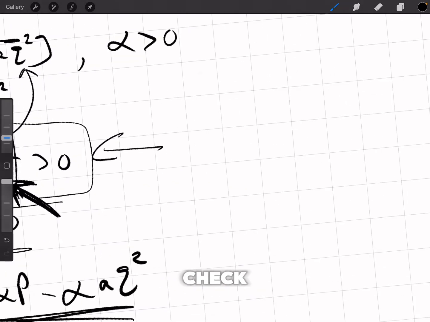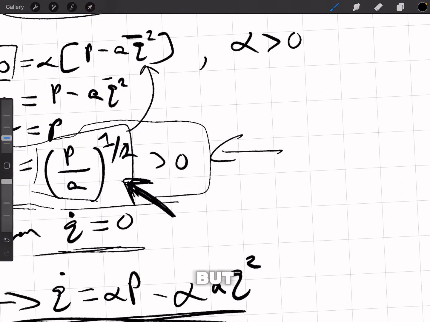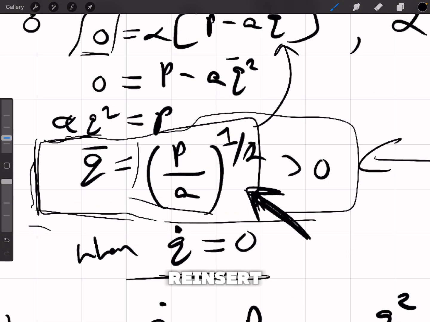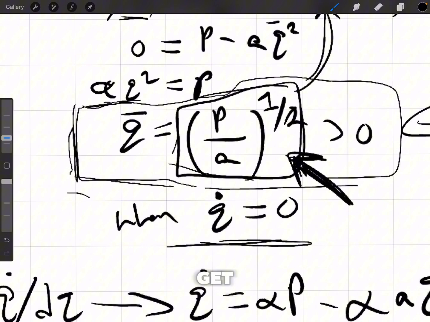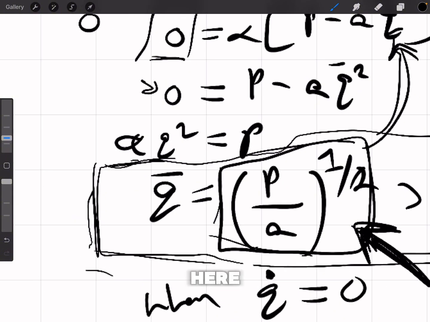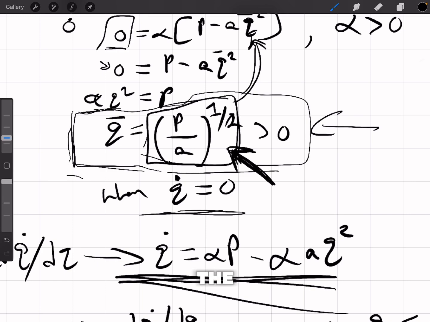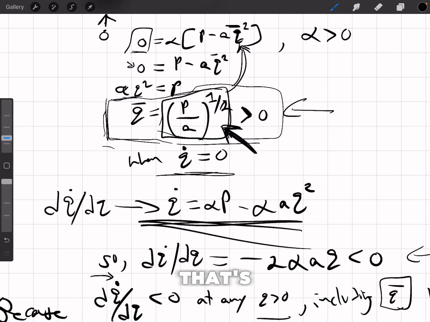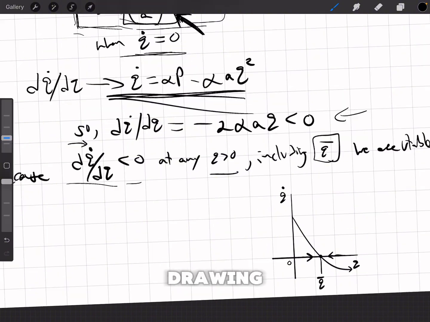And to double check, I deleted all of it, but to double check, you can reinsert this solution you have here back into this Q hat here. And then you should be able to just get 0. You need to get 0 here. But the Q hat is larger than 0, and that's part of the constraint, that's part of the satisfaction, finding out, you're drawing the phase diagram.